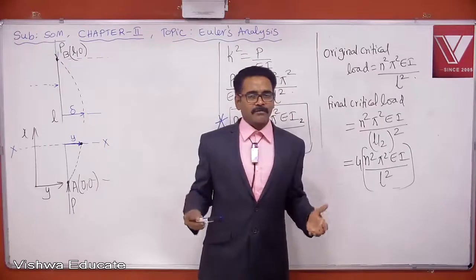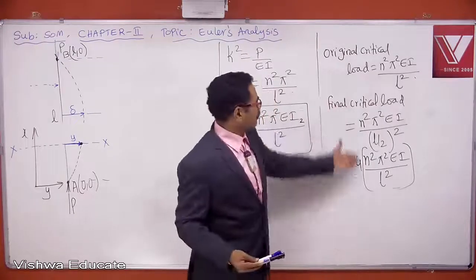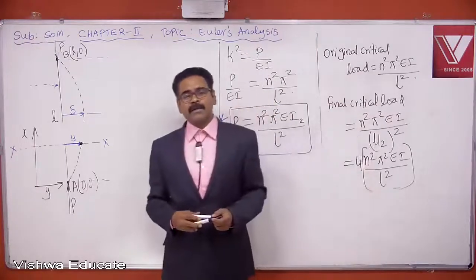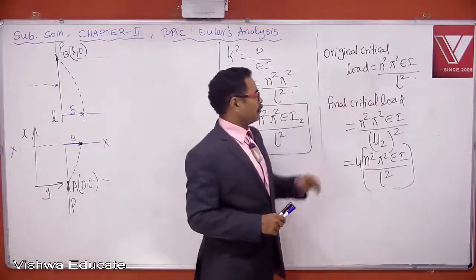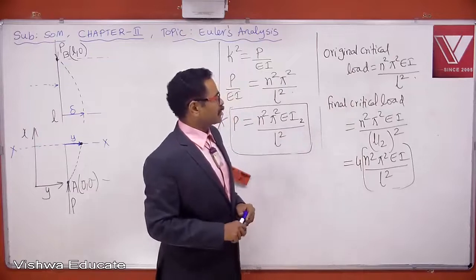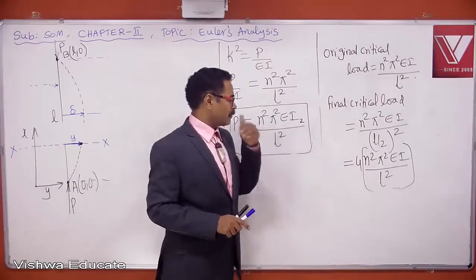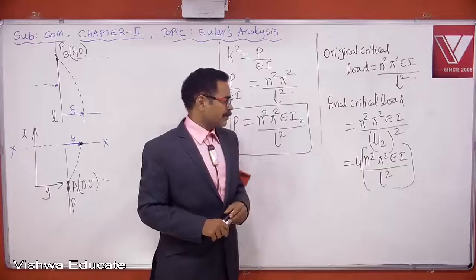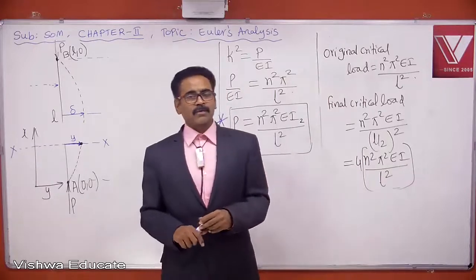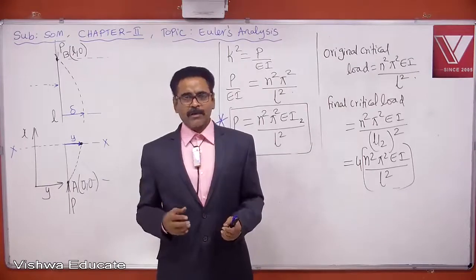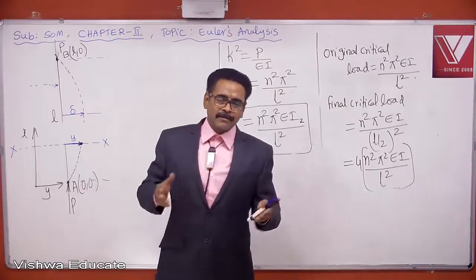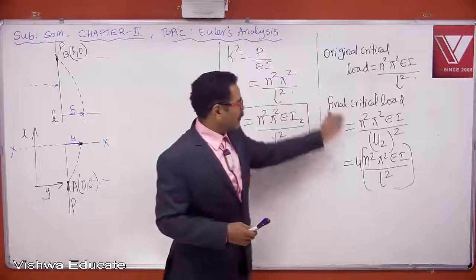First write down the answer: 4 times of critical load. Then you may copy this: original critical load, n square pi square EI by L square; final critical load, 4 into n square pi square EI by L square. Comparing these two, the critical load of column is 4 times of original critical load when length is decreased to half, right? So please copy these two terms.